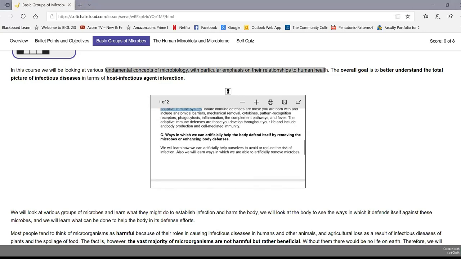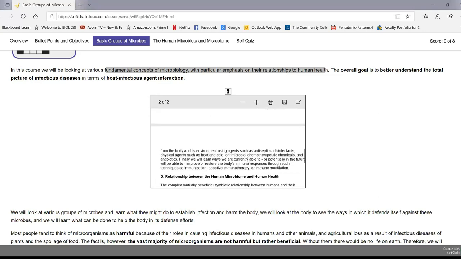And then throughout, we're going to look at ways in which we can artificially help the body defend itself by removing microbes or enhancing body defenses to avoid or reduce the risk of infection. So, of course, there are agents we can use like antiseptics, disinfectants, physical agents we can use to control microbes like heat and cold, antimicrobial chemotherapeutic chemicals and antibiotics we can use. And also we're going to be looking at ways we can currently or maybe in the future improve or restore the body's immune responses through techniques like immunization, adaptive immunotherapy, immune modulation, and such.